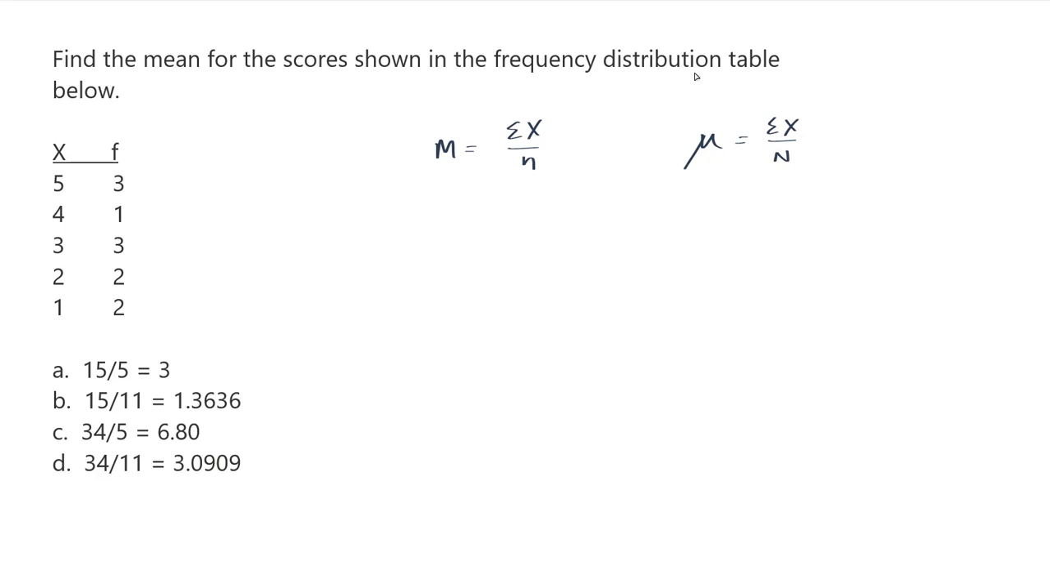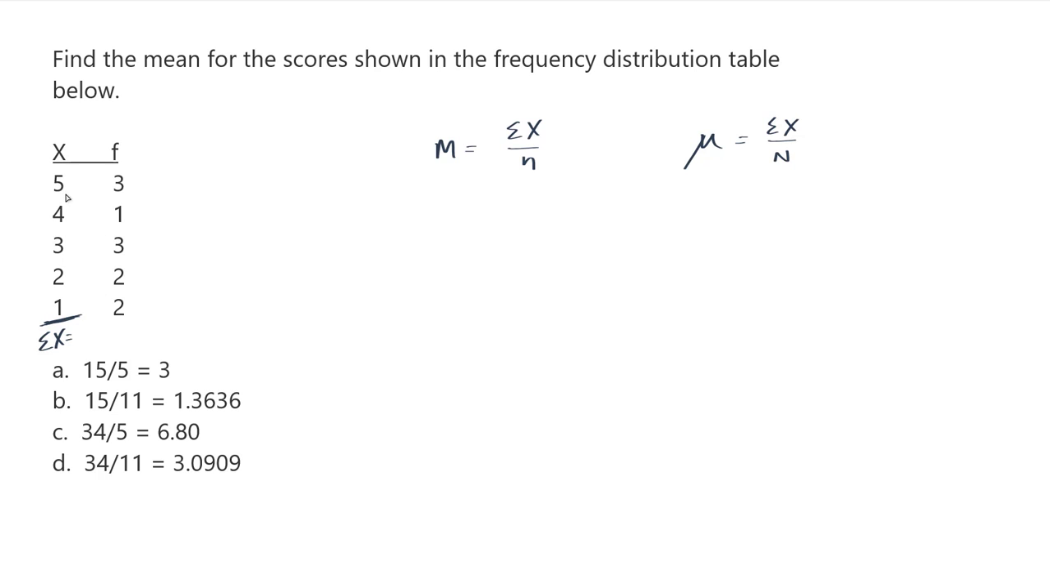So when it comes to a frequency distribution table, it might be tempting to try and find the total of x by putting a summation at the very bottom of your x column. However, this would be the wrong approach. Have a look at what happens here.